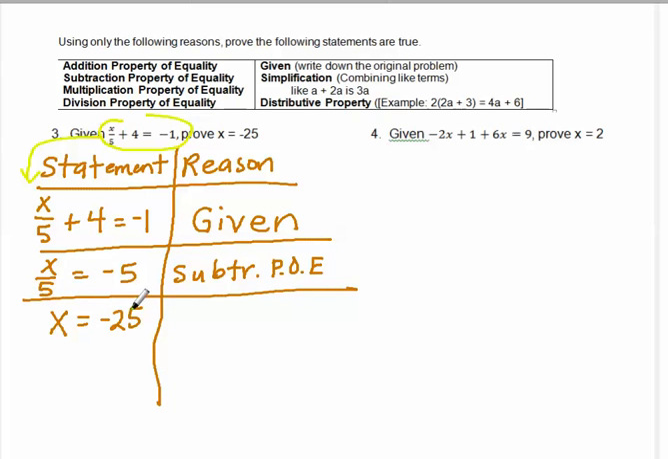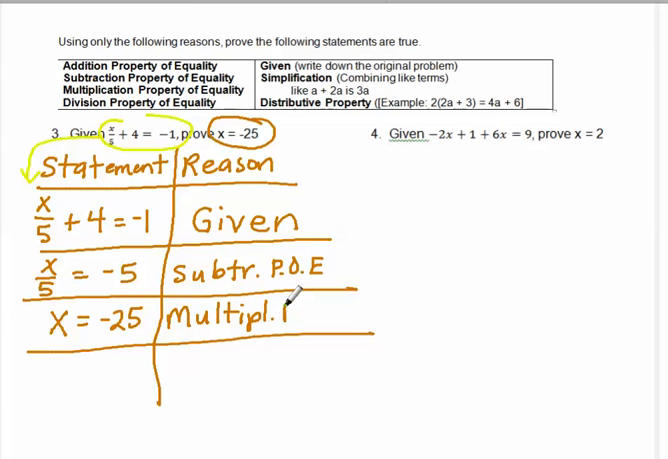Now that was what I was going for right up here. So I'm done, but I still need to explain how I went from this line to this bottom line, and I multiplied both sides by 5. So multiplication property of equality. That's it. I don't really need this extra little tail there. Okay, let's do another one.